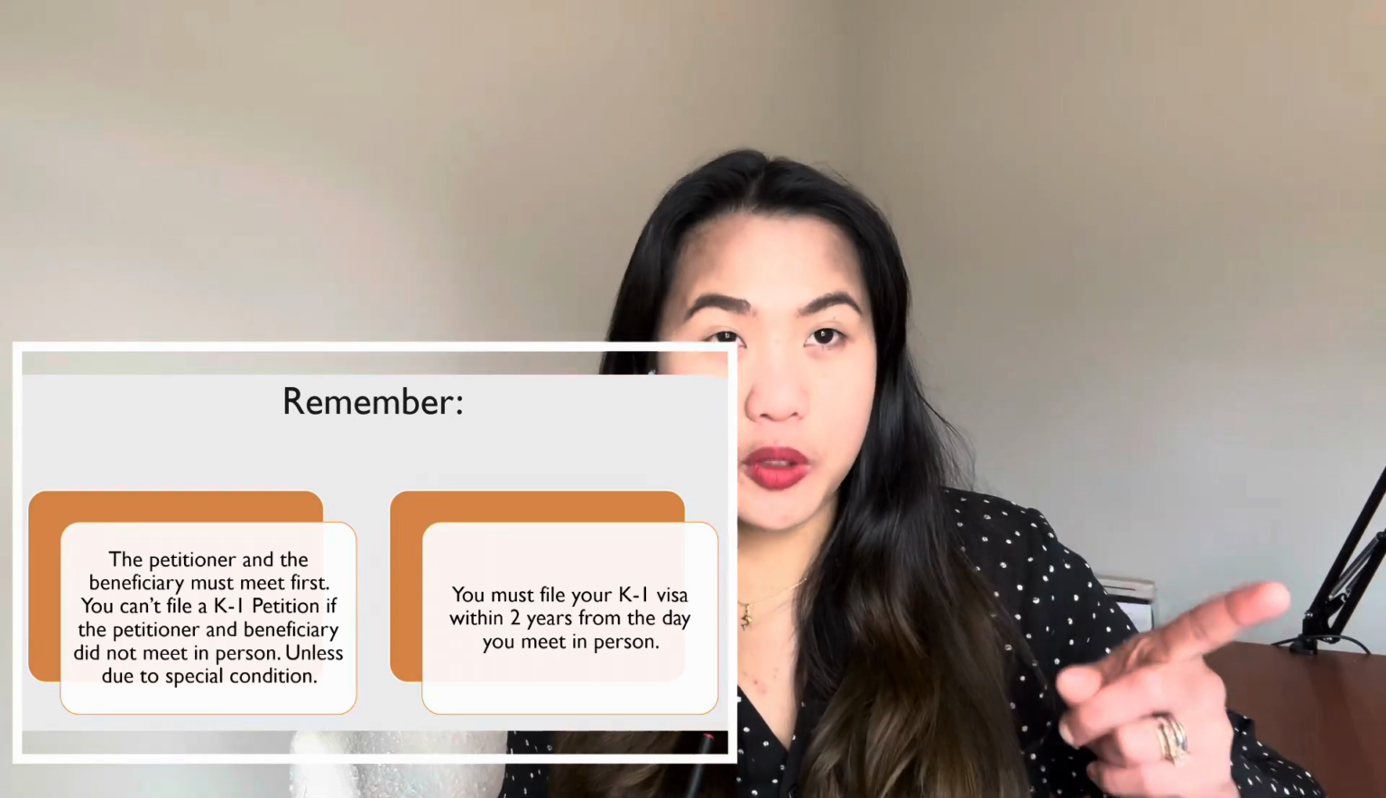And also you have to remember that K-1 visa petition is only available for US citizens. If you're a green card holder, temporary worker, or different types of visa, you cannot avail the K-1 visa process. It's only available for those who are US citizens. So the petitioner should be a US citizen in order for them to file a K-1 visa petition for their beneficiary or fiance.